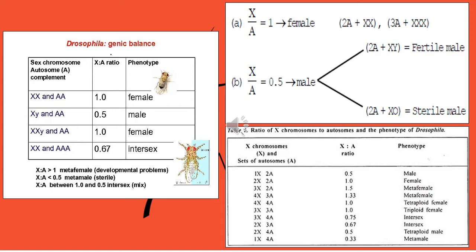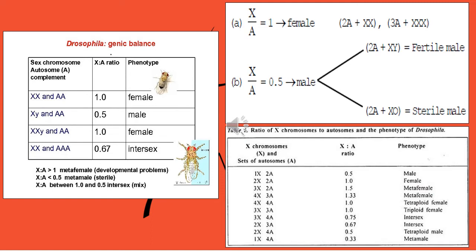If you look at the image towards the right hand side of the slide, X by A indicates the number of X chromosomes divided by the number of autosomes. If this ratio comes down to 1, then it is a female. And if this ratio comes down to 0.5, then it is a male. Now, if we define genic balance, it says that in Drosophila melanogaster, the sex is determined by the ratio of X chromosomes and the autosomes.